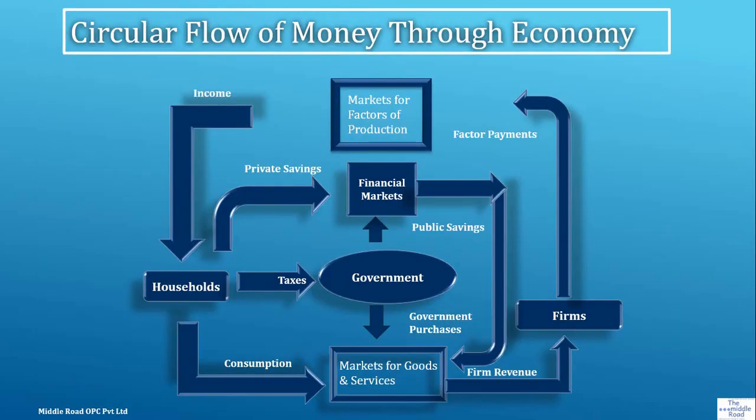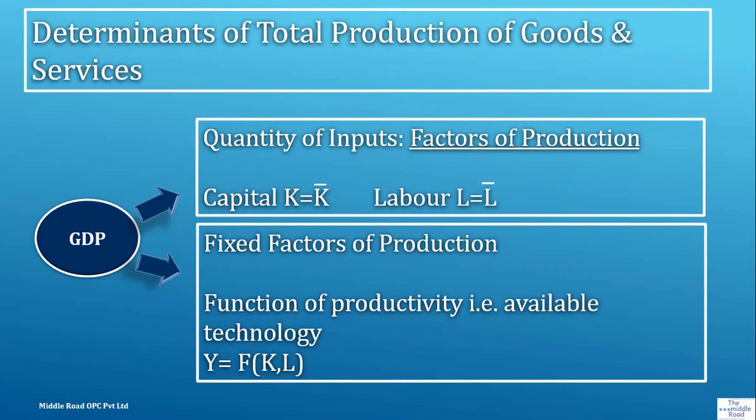Now this chart we are going to come back to, because as we go forward you will have a fair understanding when I'm talking about private savings, public savings, and factor payments. So let's come to this at the end of this presentation. Now we talked about determinants of total production of goods and services. This is a very important concept. We'll not go deep into this, but we'll just touch upon it.